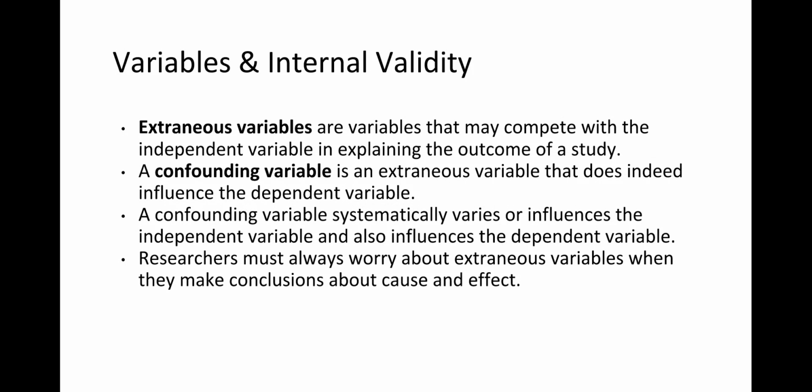The purpose of research design is to control for extraneous variables. A confounding variable is an extraneous variable that does indeed influence the dependent variable. So extraneous variables are every other variable, potentially every other independent variable. A confounding variable indeed influences my dependent variable, but it is not our main independent variable. So it is still another variable, but it does indeed influence my dependent variable.